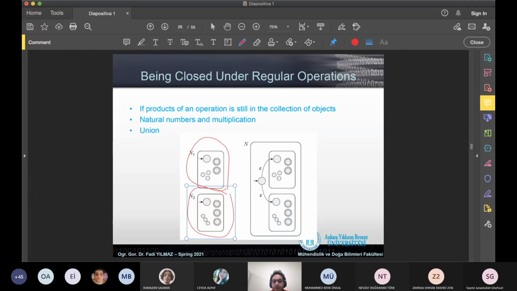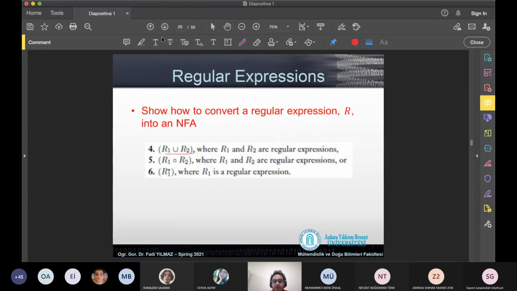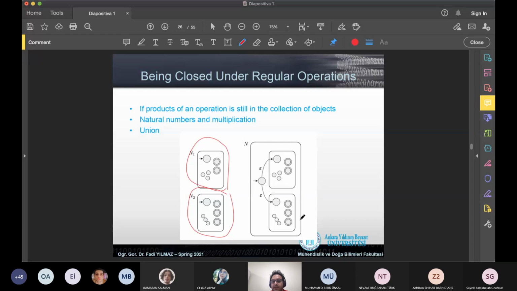So this is how we convert regular expressions which have union into the NFA. Is this clear? What does union do? A union B means that if a string is acceptable by A or B, then we accept it. It doesn't matter which one is accepting.